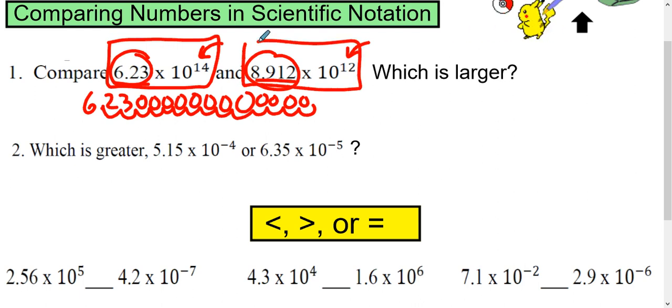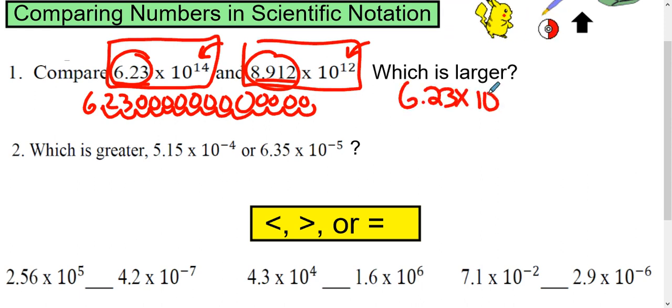Well, the first one is, because you're going 14 to the right. So which is larger? 6.23, even without moving the decimal that many places. It could have given you 6.23 times 10 to the 54th. You're not moving the decimal 54 places.